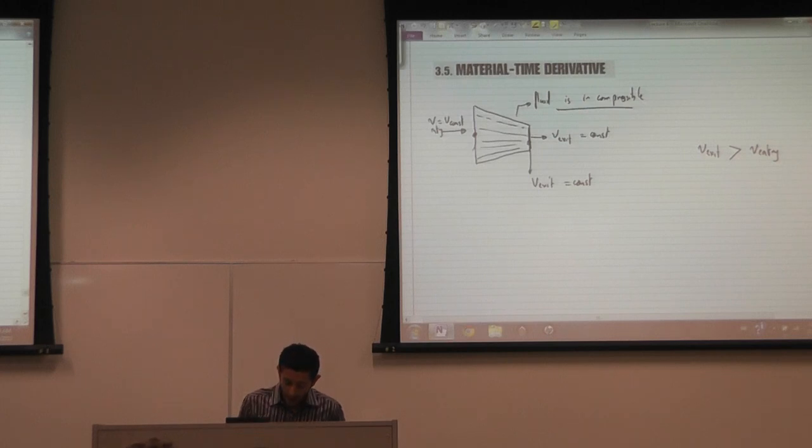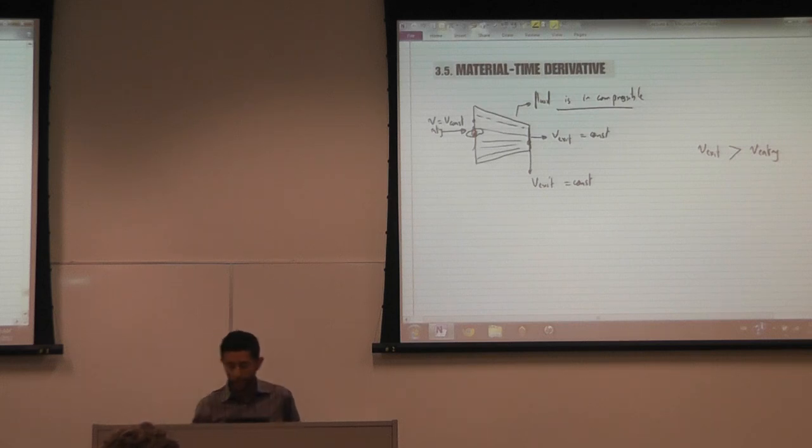So let's say you're riding a particle. You're in a ship inside that tube. Would you feel that you're going faster or slower or constant velocity? You're going faster. But the velocity is constant. So what is the difference?